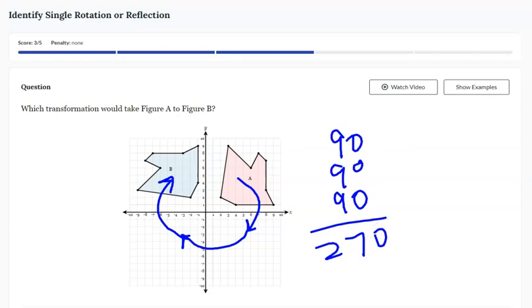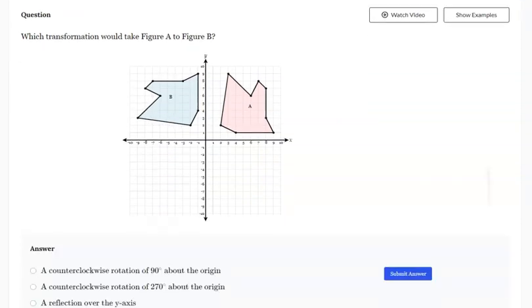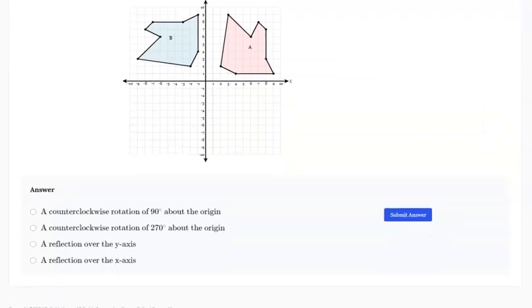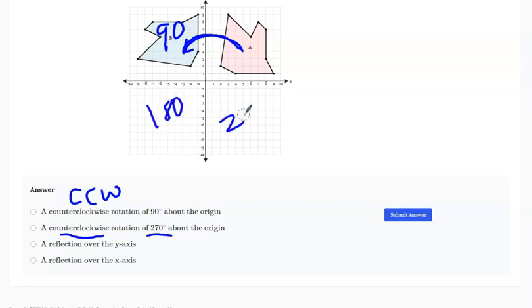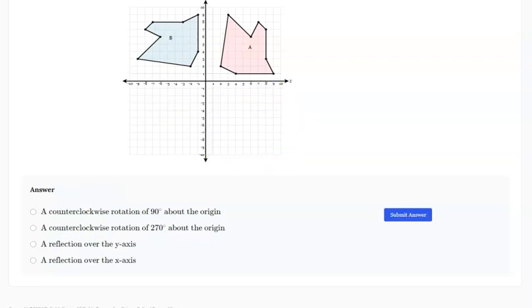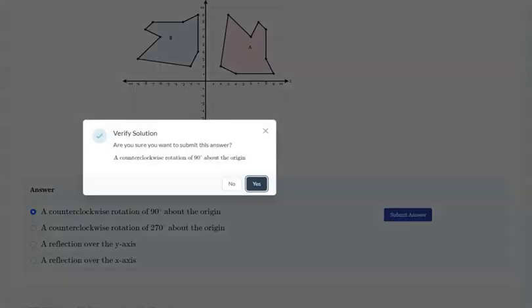So let's look at our options. A counterclockwise rotation of 90, a clockwise rotation of 270 degrees. So a counterclockwise is left. That's left one turn. A counterclockwise 270 would be 90, 180, 270. And we can see that the shape is not down here. So this is a counterclockwise rotation of 90 degrees.